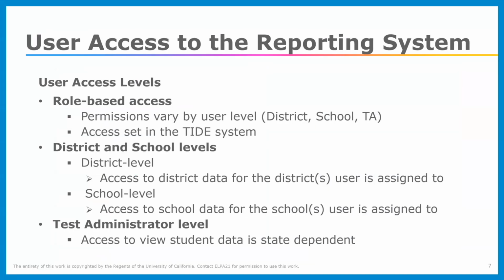User access within the reporting system is role-based, meaning access to view data depends on the user's assigned level. District-level users can only view data within the districts to which they are assigned. This is the same for school-level users, who can only view data of the school to which they are assigned. Access to the reporting system for those with a TA role is state-dependent. TA roles generally can view students that have been assigned to them by a roster.